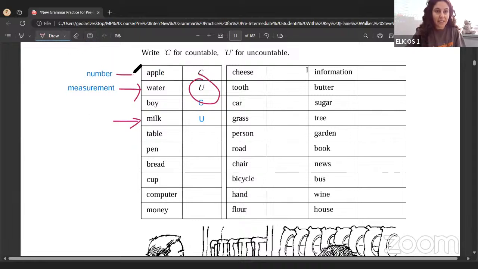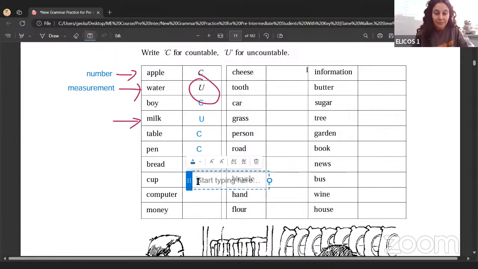That's how I can know what I need to put before the noun. Okay, table. Yeah, 5 tables, 6 tables, 7 tables. Pen. Countable. Bread. Uncountable. So we say a loaf of bread, 2 loaves of bread, 3 loaves of bread. Okay, so when we start to want more than just one, we use loaf, a loaf of bread.